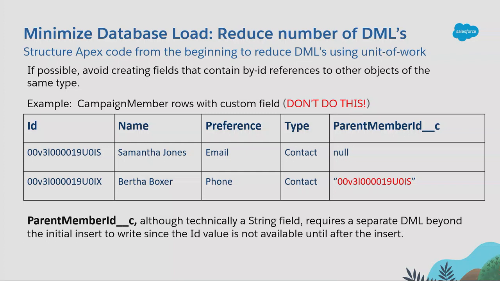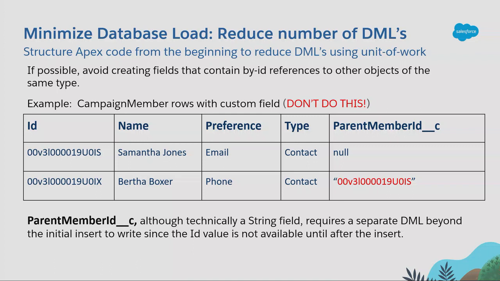This one is a gotcha related to also minimizing DMLs. The gotcha here is a data structure issue. Let's say, again playing off our example, we have campaign member rows, and let's say we've added a parent member ID to that. Further, let's assume that we're creating both these rows at the same time. So we're writing both these rows as part of our campaign, and we're trying to minimize DMLs.